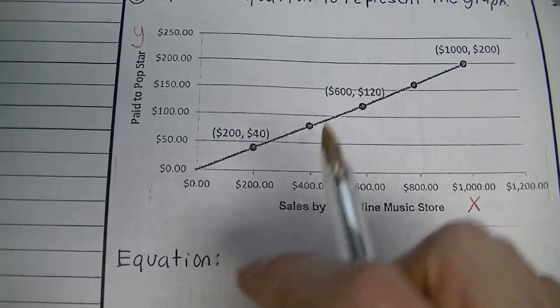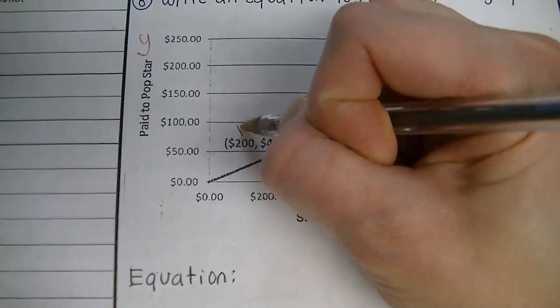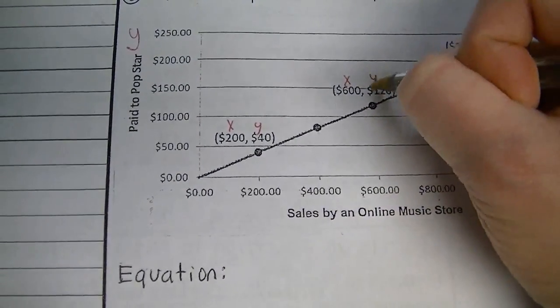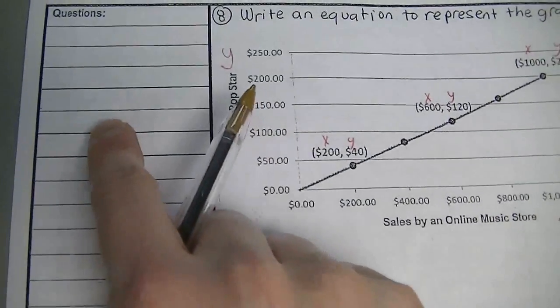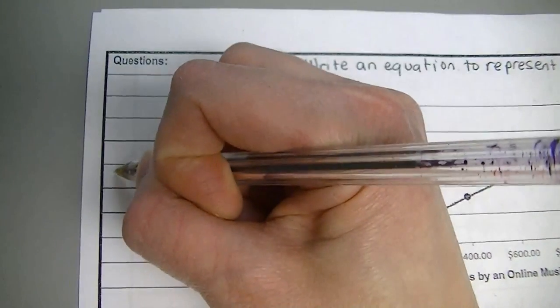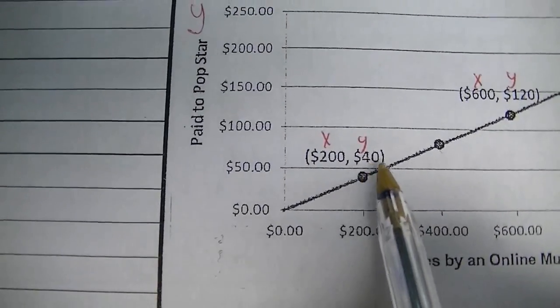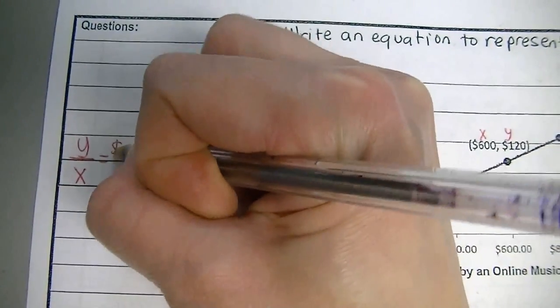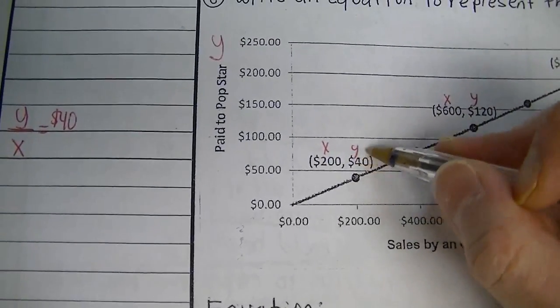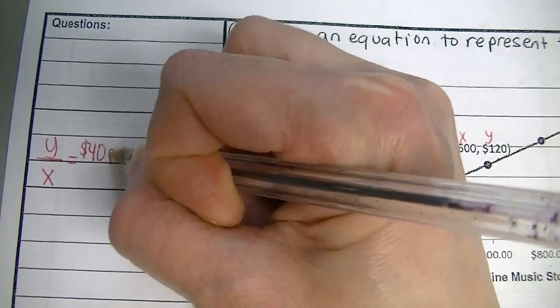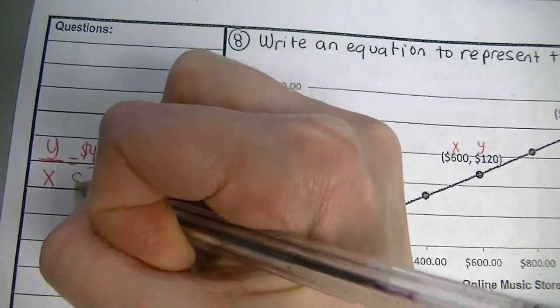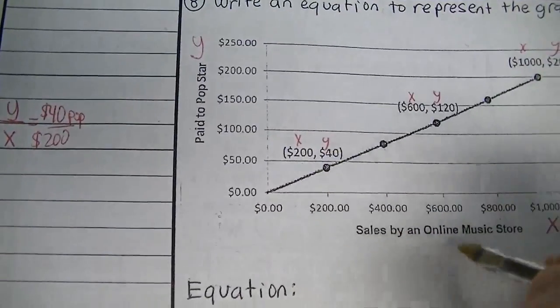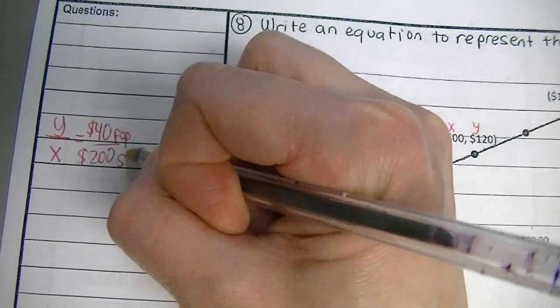So let's go ahead and write an equation. Since we know this is a proportional graph, we can take any one of these values right here and figure out the unit rate, okay? I don't care which one you pick, your favorite. I don't have much room, so I'm going to write it over here on the left-hand side, and I'm just going to write y divided by x for the unit rate, okay? I'm just going to go with this one. Y is 40, which is the pop star. I'll just write pop. And then right here, the 200 is the X. And that goes to the store.